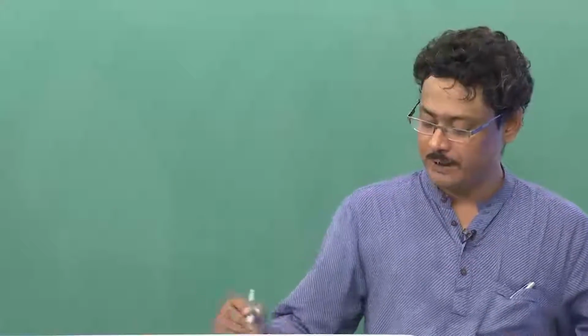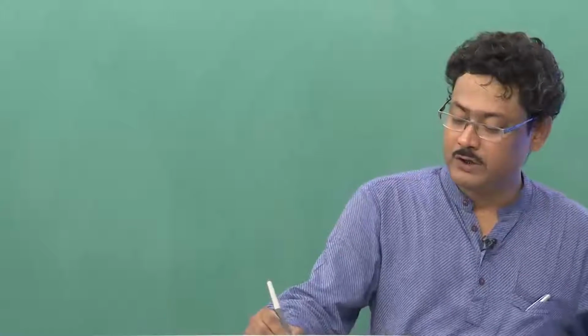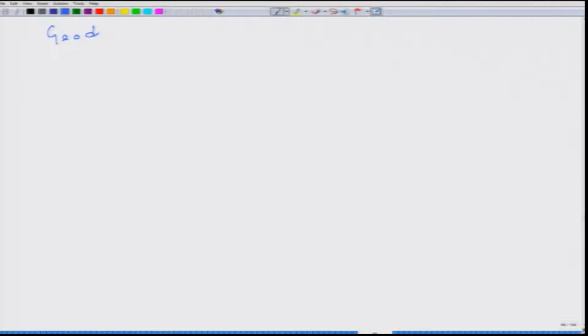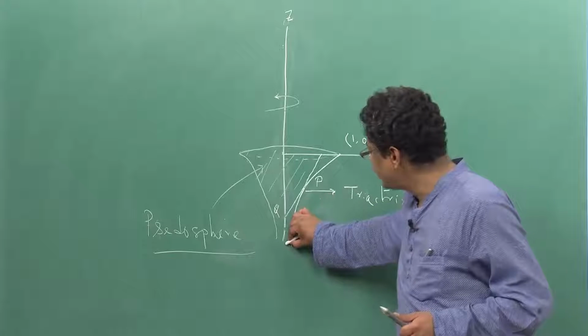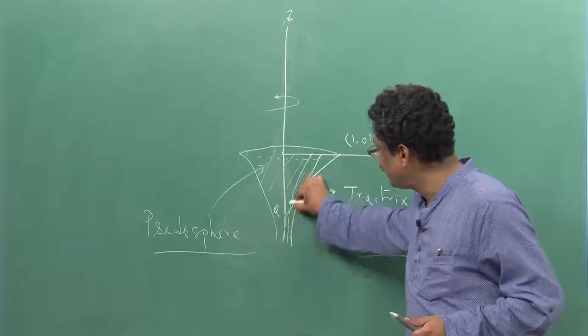So let us try to find the geodesics on the pseudosphere. First, I know all meridians are geodesics. For any surface of rotation we have proved in general that all meridians are geodesics. What are the meridians? These are the copies of the profile curve.